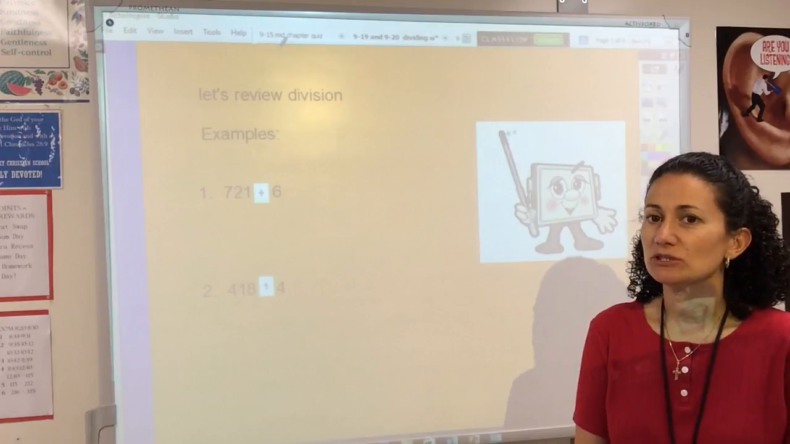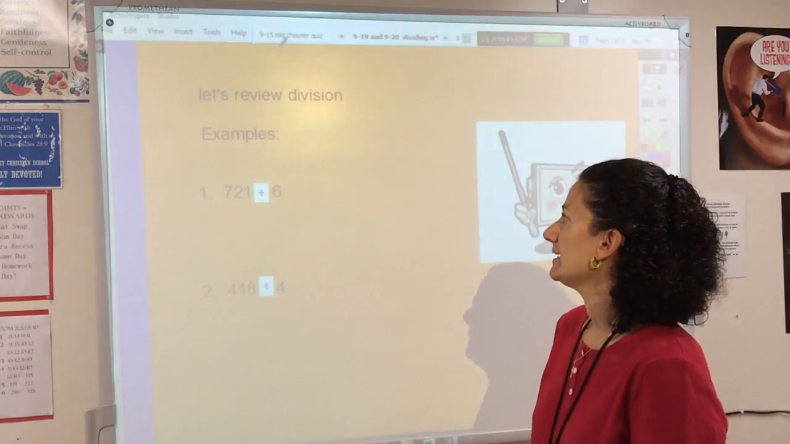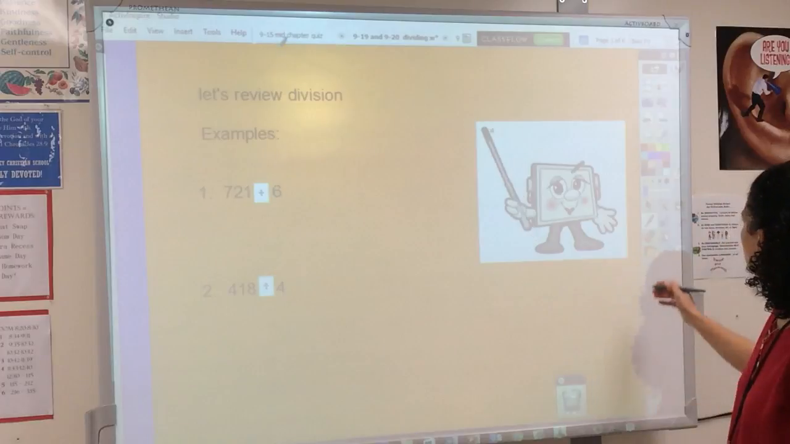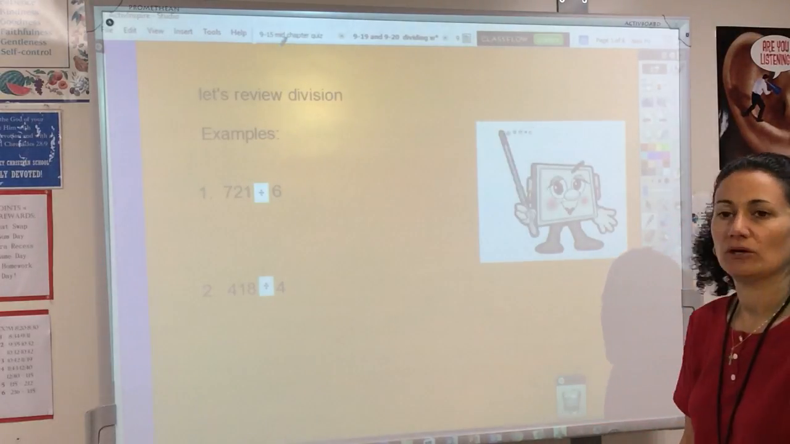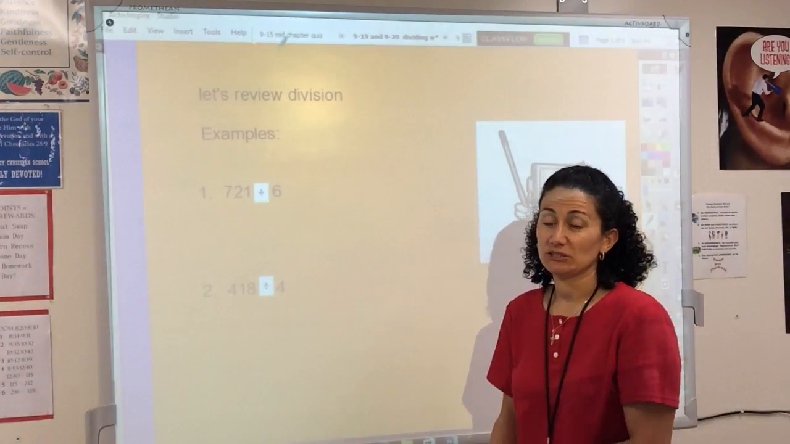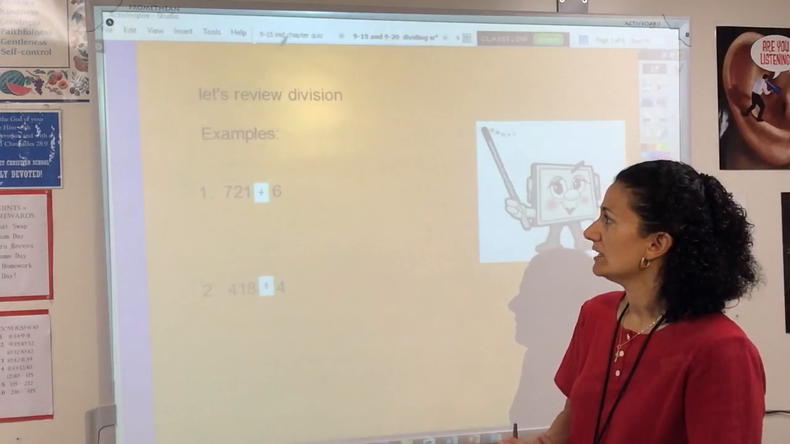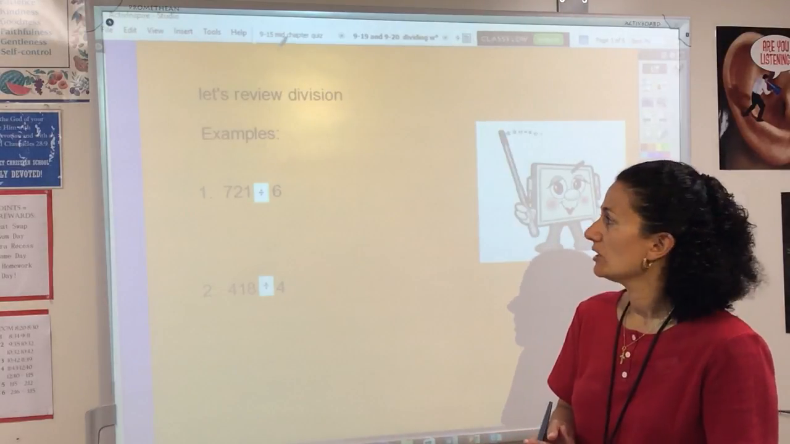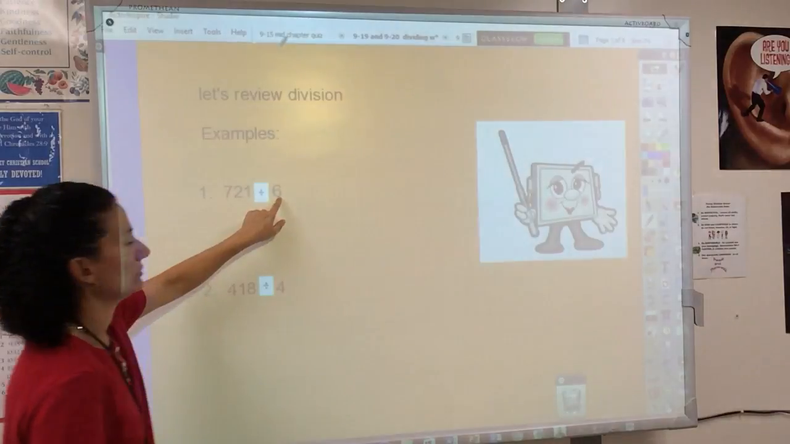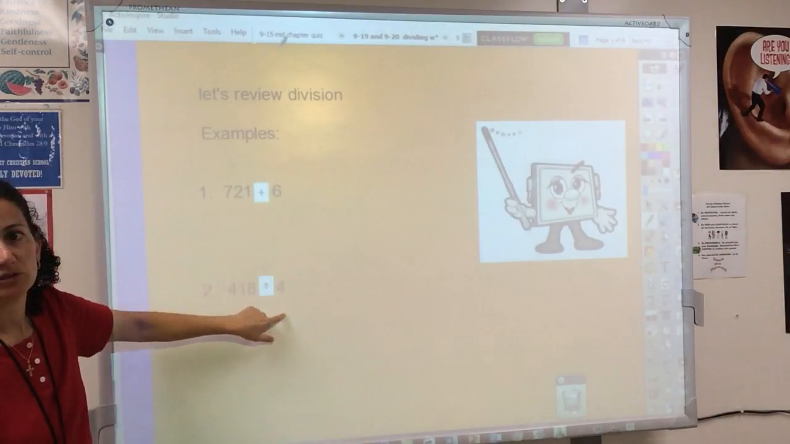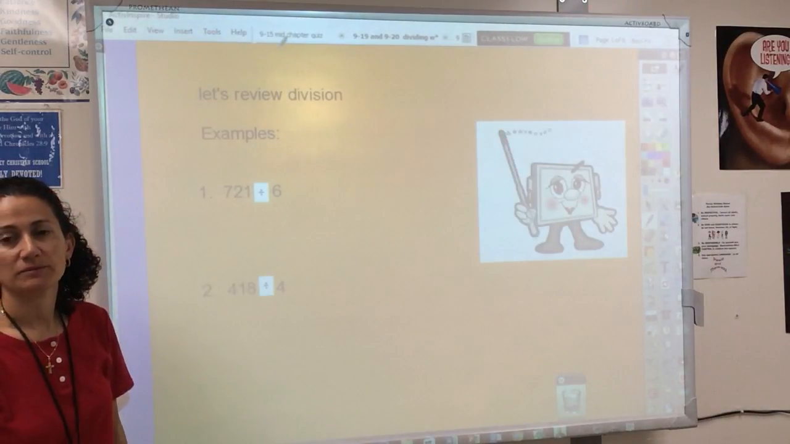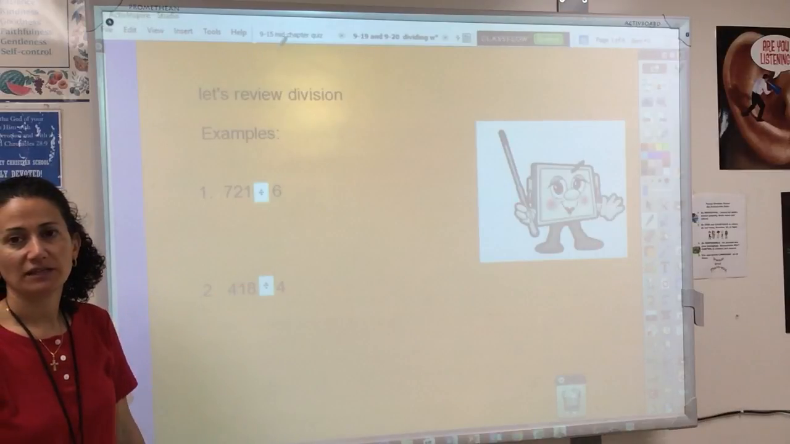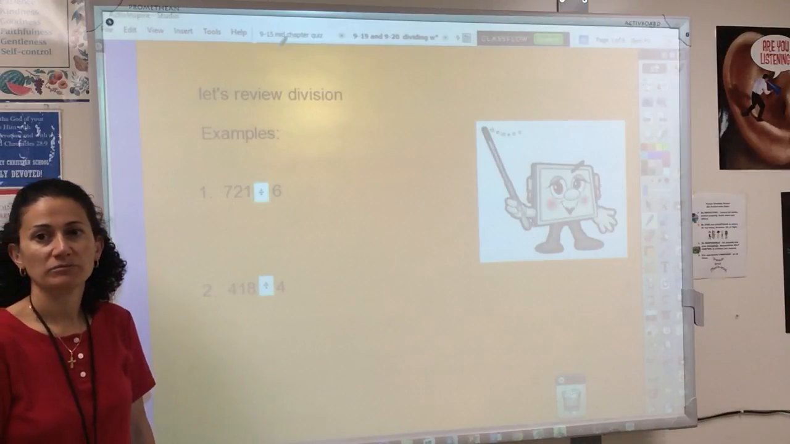So today I'm going to show you how to divide with one-digit divisors. If you take a look at these examples, this should be a review from elementary school: how to do long division with a divisor that's only a single digit. I want you to copy down these two example problems and all the long division that I do, and then I'm going to give you some problems to try at home.